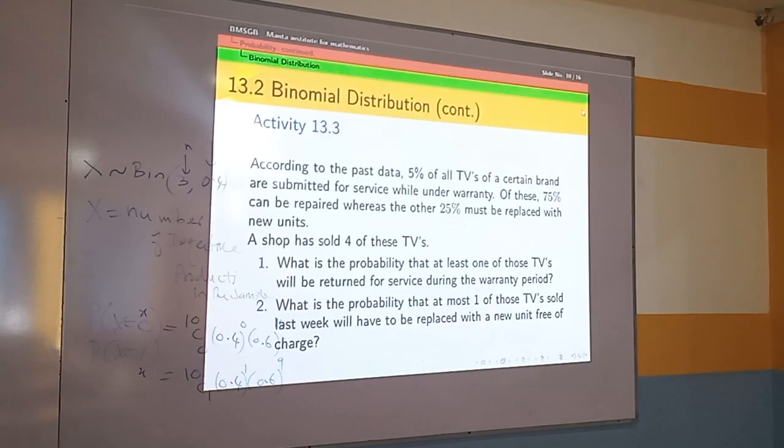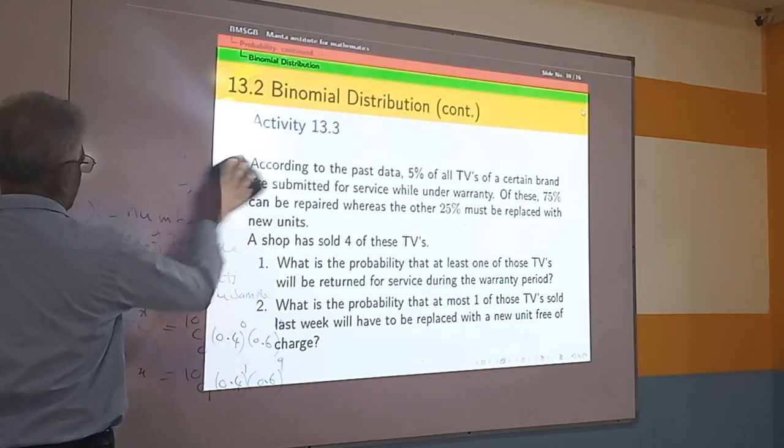Okay, let's try to answer a question a little bit different from the previous one. Let's answer this question. I'll give you a few minutes for you to try. It's not difficult actually, it's easy.